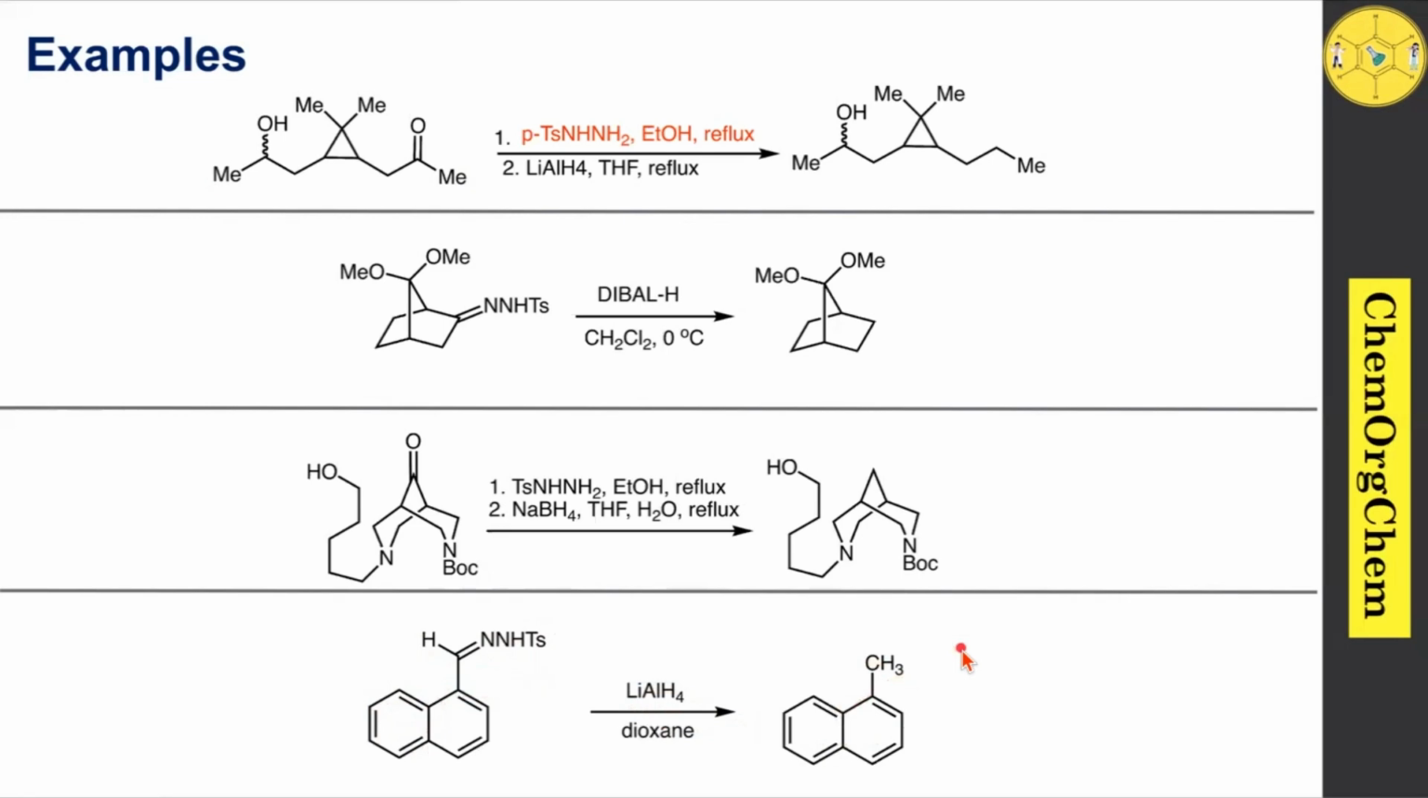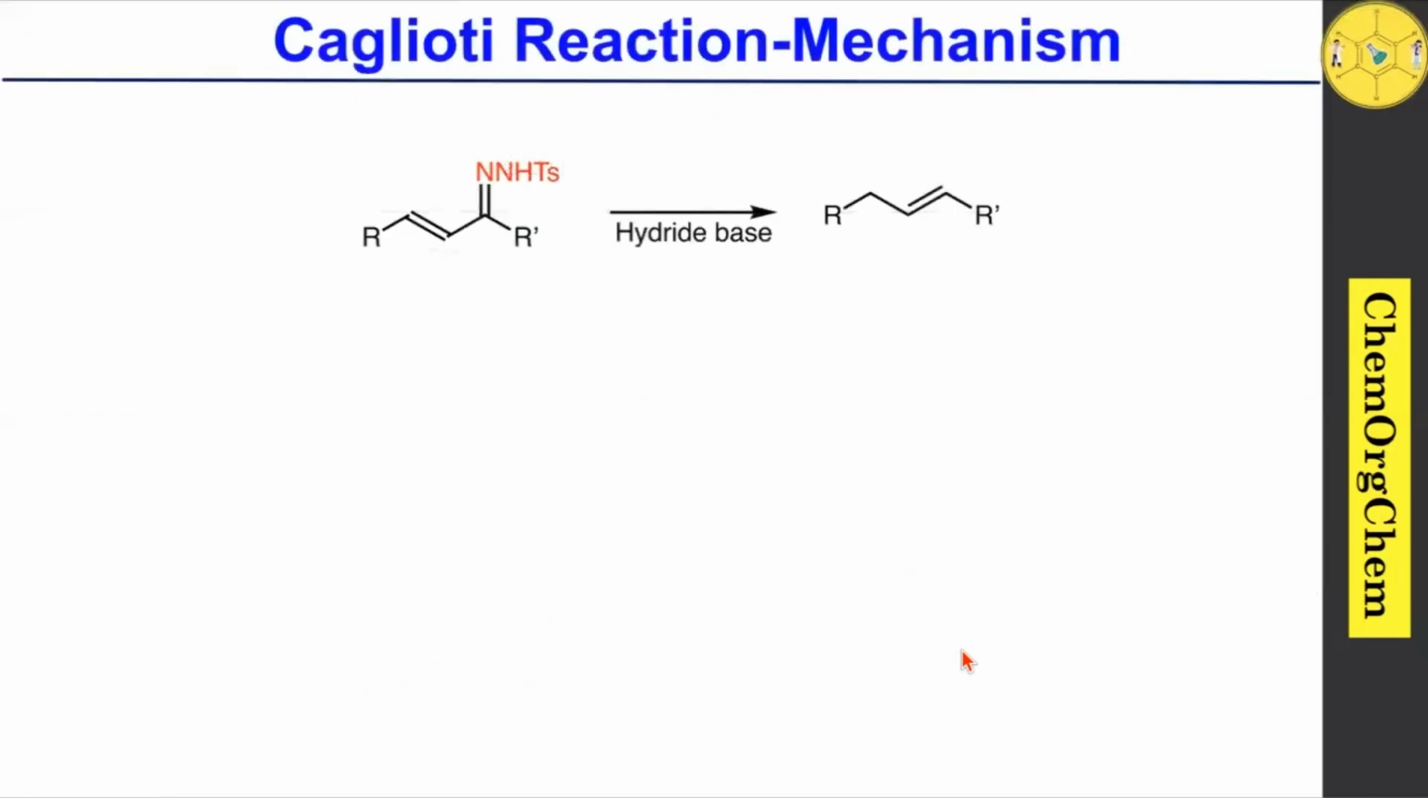So let's move to how the Caglioti reaction works in the case of alpha-beta unsaturated compounds. When we treat an alpha-beta unsaturated carbonyl compound with para-toluene sulfonyl hydrazide, it produces the corresponding product with alkene transposition. So let's see the mechanism. Initially, it reacts with lithium aluminum hydride. Now you see this hydride ion attacks this imine carbon. Now this pi electron shifts here, then that readily abstracts a proton from the medium.